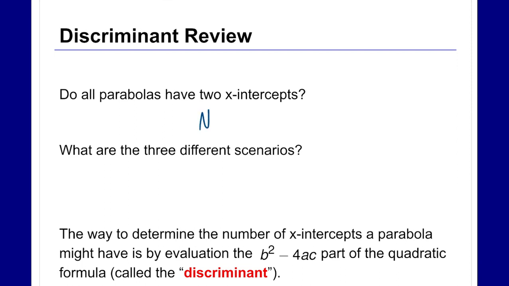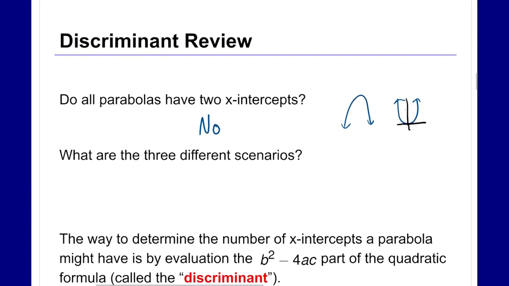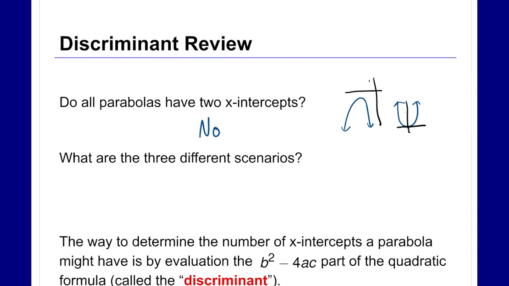In this case, the answer is no. Even if we're just thinking about how we can draw it, right? Opening up, opening down, different ways it can touch the x-axis, so maybe it's right on the x-axis, maybe it's above or below. Just from there, we can kind of see there's different solutions. And there are actually three scenarios. The three scenarios are we either have 0, 1, or 2 solutions, or x-intercepts. So there are three possible scenarios that we could come across.